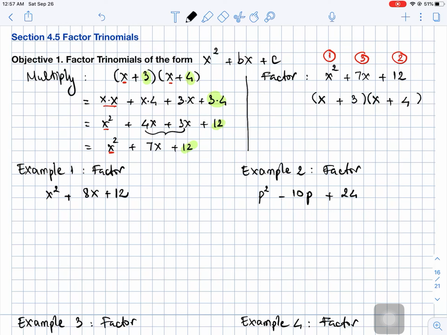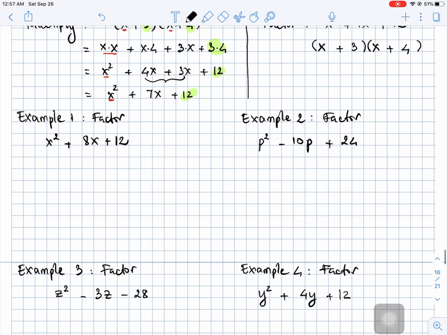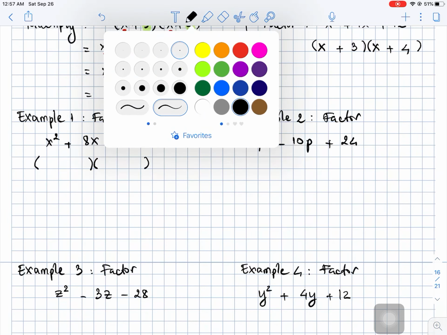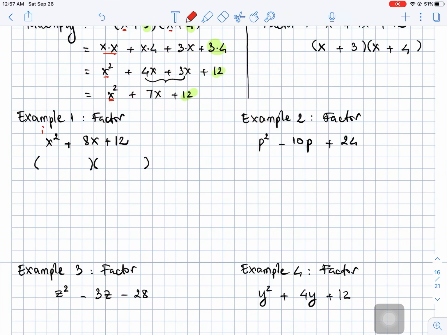You may ask the question, how do I know 3 and 4? For 12 we can have 2 times 6 or 1 times 12. So we will answer that question by looking at example number 2, and we will do the two parentheses also. The steps are 1 at x squared, 2 at 12, and 3 at 8x.